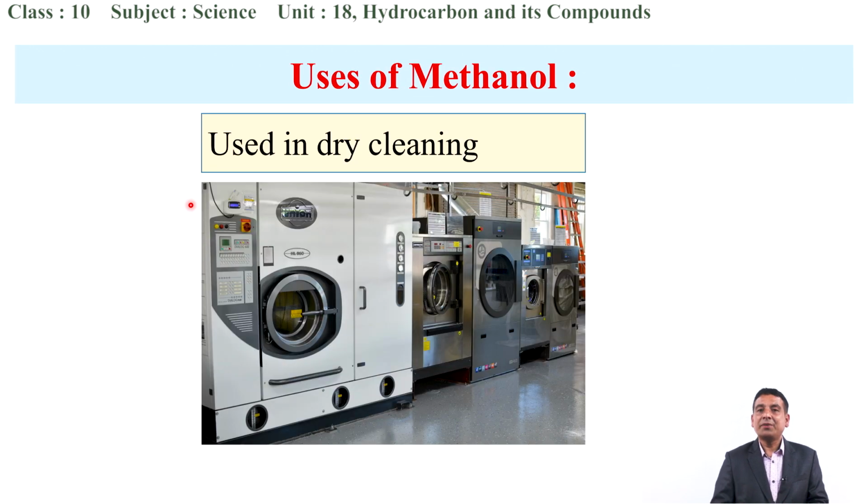Not only this, methanol has other uses while cleaning clothes too. In dry cleaning, methanol is used because it is quite volatile. It takes out the stains present in the clothes, so that the clothes become what? Clean. So, in dry cleaning, it is used as a cleaning agent or cleansing agent.